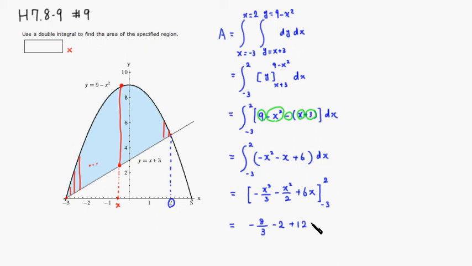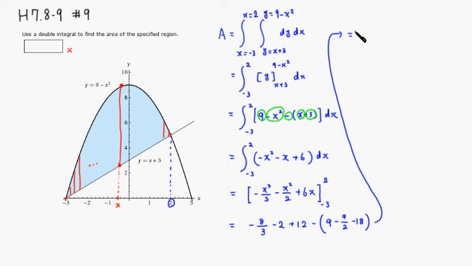Minus, plug in the negative value. The 3 and negative 3 cancel out, so you're going to have 9. Then negative 3 squared is 9, so it's minus 9 over 2. And plug in negative 3 for 6x, so negative 18. Alright, so let's compute that.